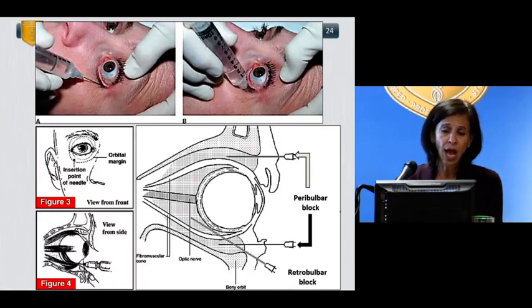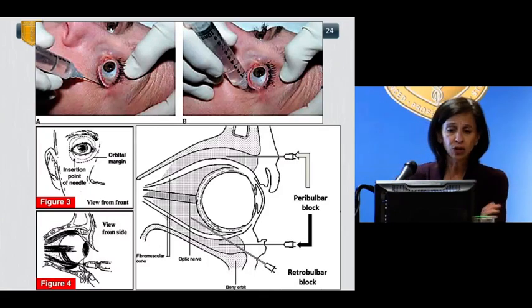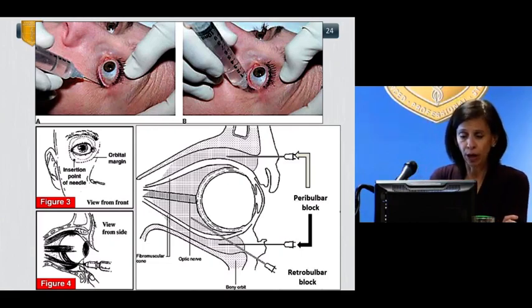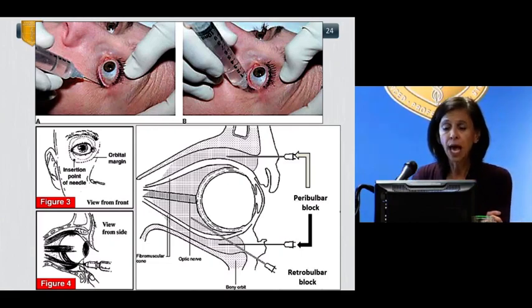So here's a picture, I think, that shows you clearly the insertion of the needle is at the same point, whether you're doing retrobulbar or peribulbar blocks. It just depends on how far in you put the needle and how you angle it. You can imagine if you're trying to just go alongside the eye versus behind the eye.